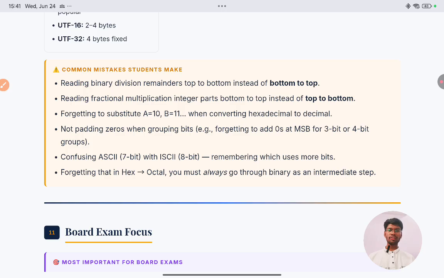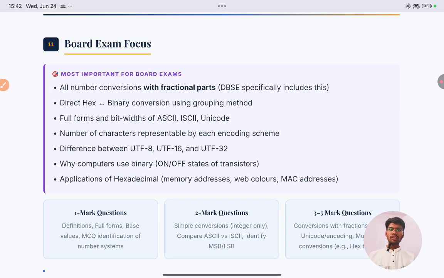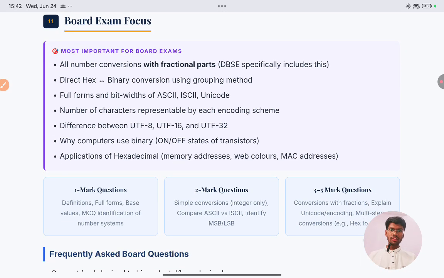Then regroup. Don't confuse ASCII with extended ASCII: 2 to the power 7 and 2 to the power 8, that is 128 and 256 respectively. These are the most important things for school exams on this chapter. And what is the application of hexadecimal? That can be asked sometimes: memory addresses, web colors, MAC addresses. Remember in short. Full forms, conversion, and fractional parts especially.